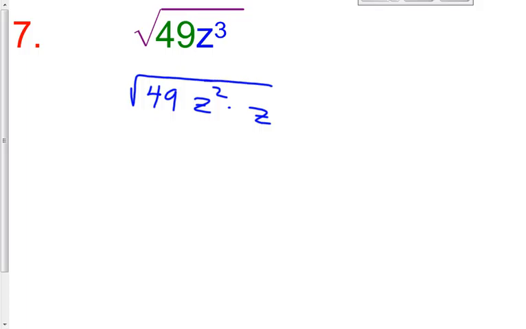Because z squared times z to the first, with common bases, you add their exponents to get z cubed. So hopefully all of you can see that I didn't change anything to get from here to here. Nothing changed, it just looks a little bit different.